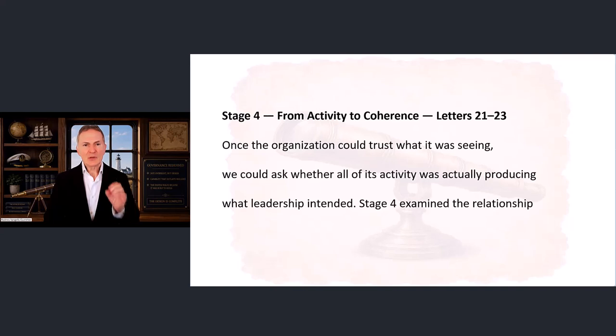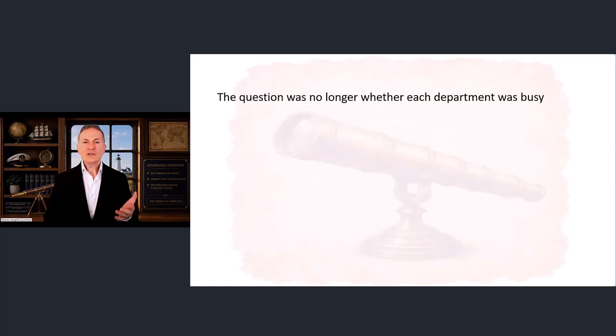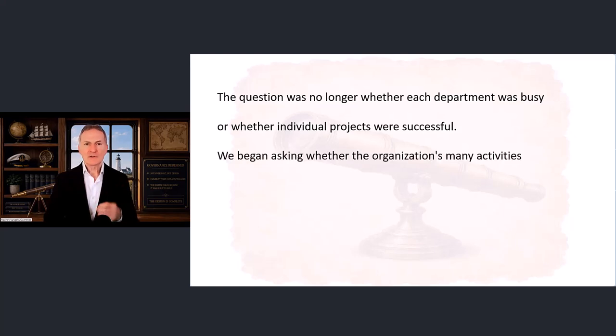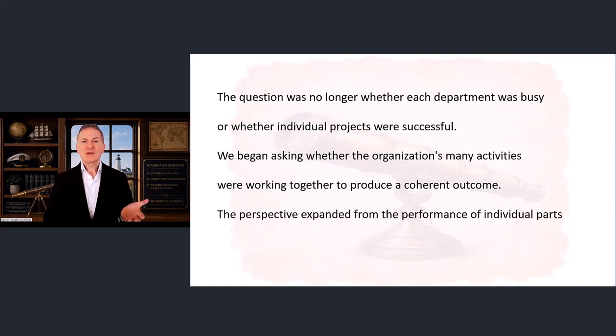Stage 4 examined the relationship between strategy, incentives, behavior, priorities, and execution. The question was no longer whether each department was busy or whether individual projects were successful. We began asking whether the organization's many activities were working together to produce a coherent outcome. The perspective expanded from the performance of individual parts to the relationship among those parts.